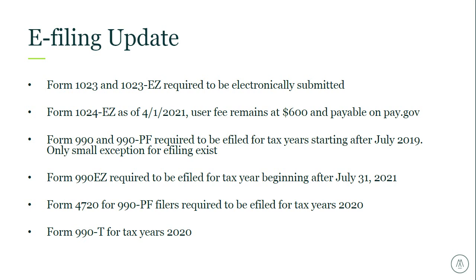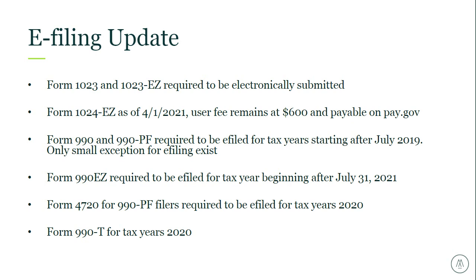All right, so Form 990 and 990-PF are also required to be e-filed now with regards to Form 990 2020. And then the 990-EZ, which is the smaller form, is required to be e-filed for tax years beginning after July 31st, 2021. So there is a little bit of a break for those smaller organizations to be able to e-file their tax returns.